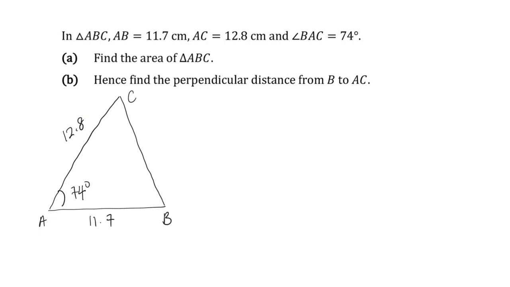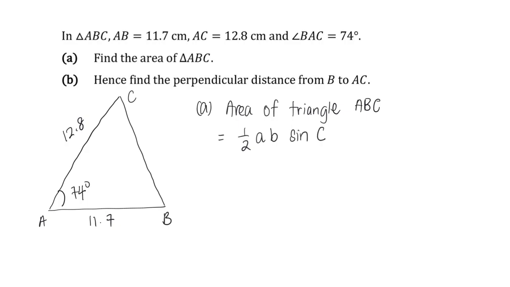Okay, so this will be useful when we are going to find the area of a triangle, since area of a triangle, and in this case triangle ABC, is given by this formula. And this formula requires us to take note that the length that we are using must make the angle that we are using as well. So this angle is to be the included angle.